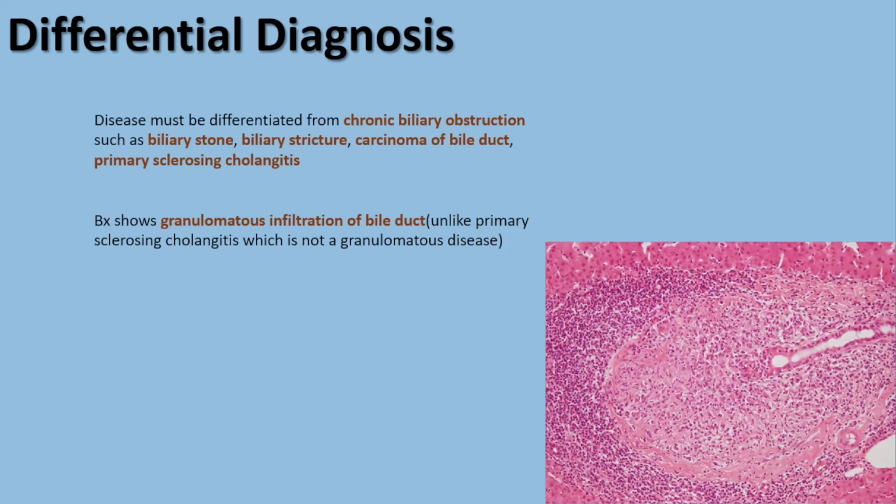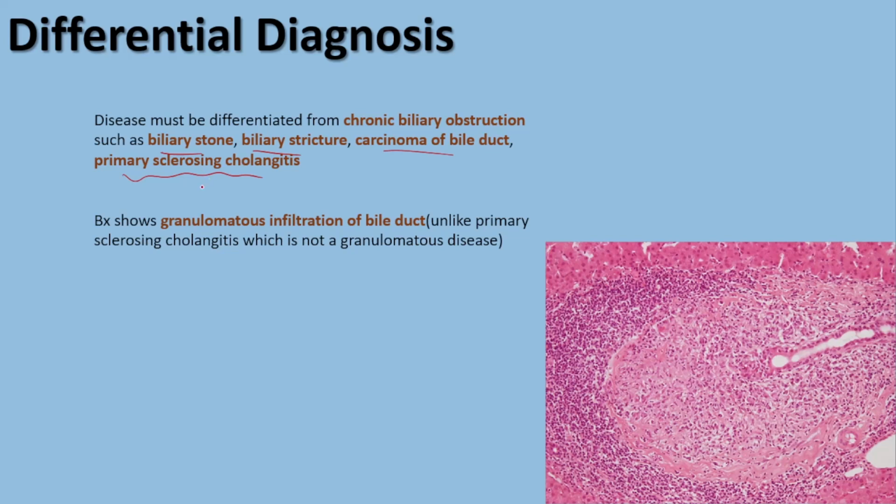Now, what are the differentials? What other disease can mimic signs and symptoms of primary biliary cirrhosis? So in this disease, we have biliary blockage. So any disease that can cause biliary blockage can mimic signs and symptoms of primary biliary cirrhosis. So what are those diseases? For example, biliary stone, biliary stricture, carcinoma of bile duct, or primary sclerosing cholangitis. All of these diseases cause biliary blockage and mimic the signs and symptoms of primary biliary cirrhosis.